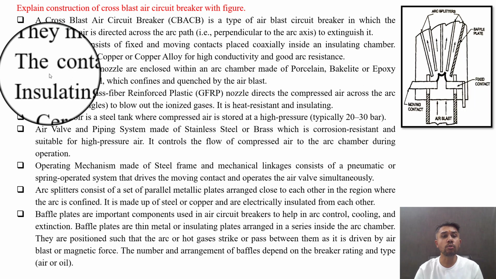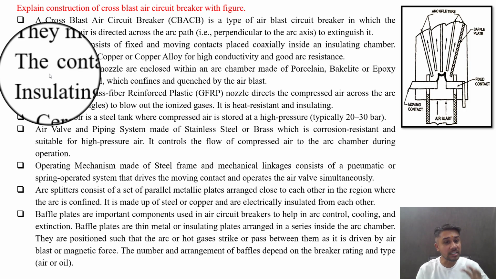The contacts and nozzle are enclosed within the arc chamber made up of porcelain, bakelite or epoxy resin or insulating material, which confines and quenches the arc or air blast. A ceramic or glass fiber reinforced plastic nozzle directs the compressed air across the arc path, that is at right angles to the main arc, to blow out the ionized gases. It is a heat resistant and insulating type material.